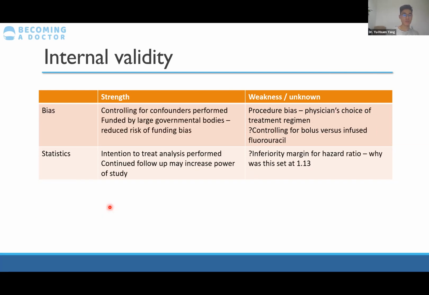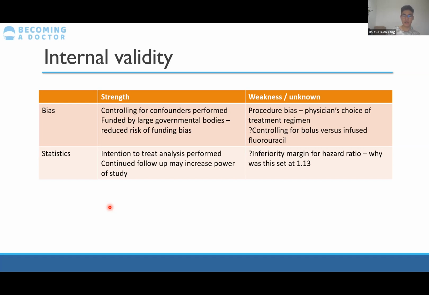And then the final 2 rows, bias and statistics. So I'd say one of the strengths was that confounders were controlled for in terms of the central randomization. I think also there was a reduced risk of funding bias because it was funded by large governmental bodies, as I mentioned.